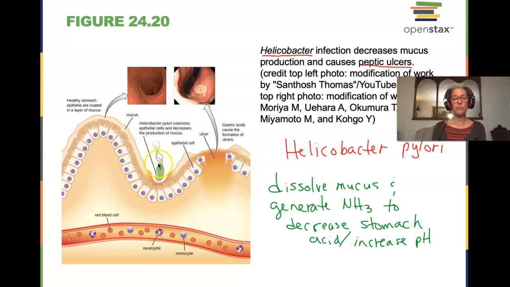Helicobacter because it spins like a little helicopter. It has the capacity to dissolve the mucus that's secreted by those goblet cells. When it does so, it's making an indentation. Then it generates ammonia that neutralizes the stomach acid that provides a more hospitable environment for the microbe to grow and keep spreading. And when it causes this damage, if it keeps digging down through the tissues, it can actually get to the blood vessels and cause a bleeding ulcer.